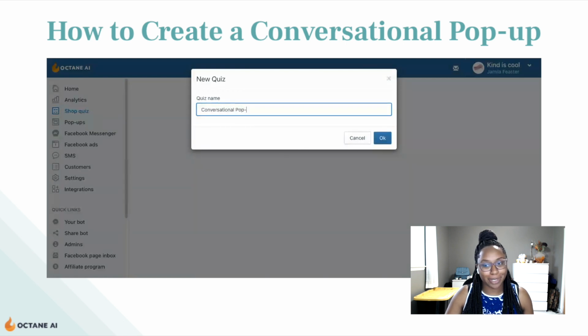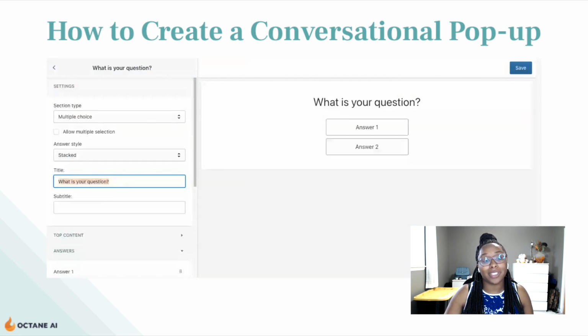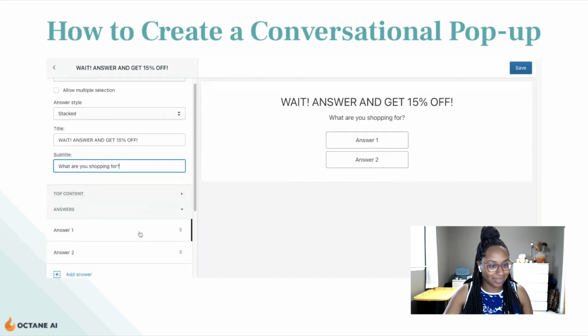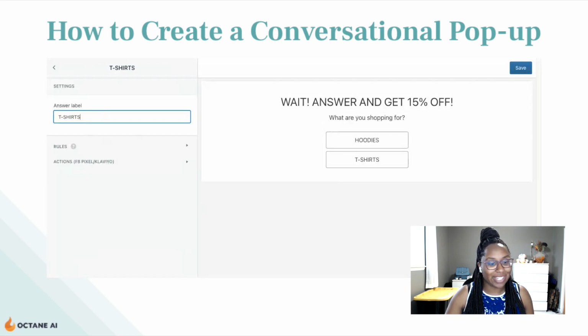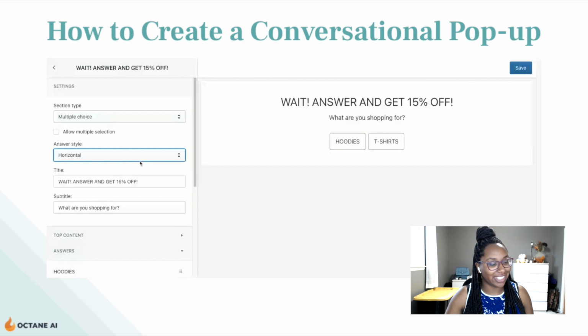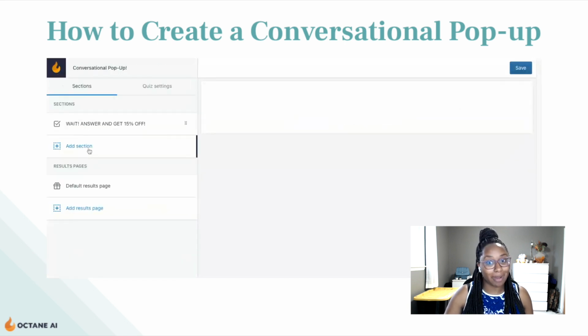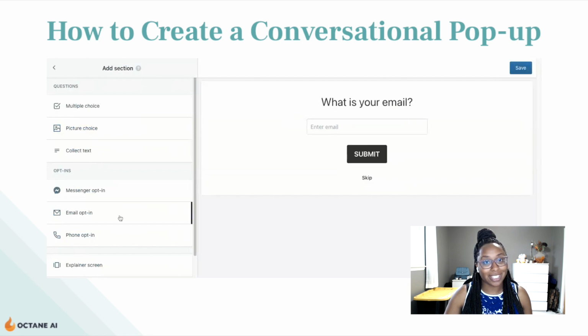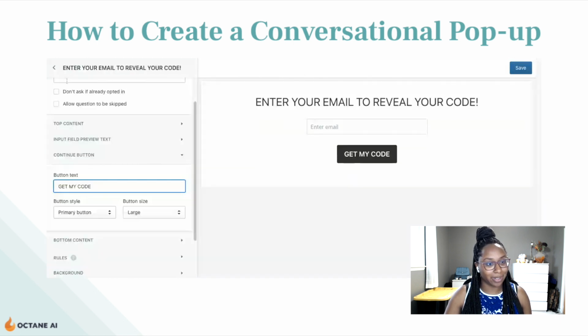First, you're going to start by building a new quiz. The first thing you're going to do is add a question. Next, we're going to add a couple of answers. In this case, it's hoodies and t-shirts. Perfect. The next thing we're going to do is add an email opt-in so that people can enter their email address and of course get the discount code.